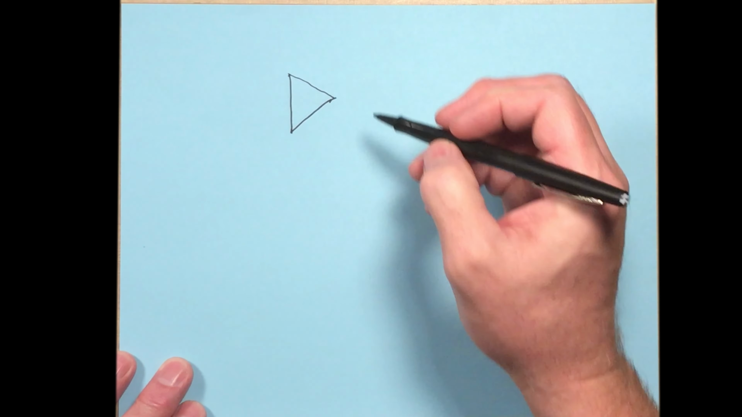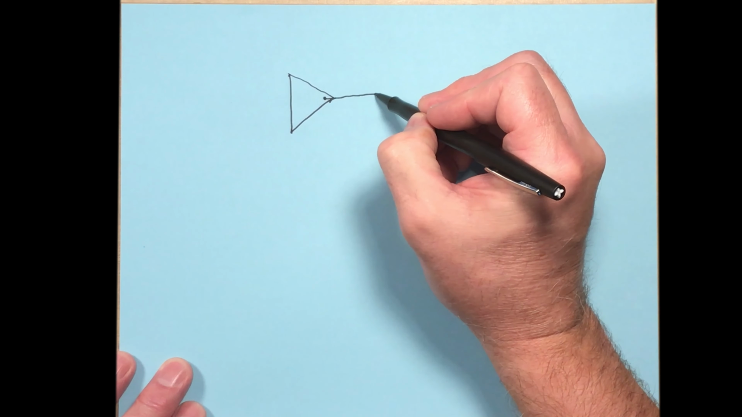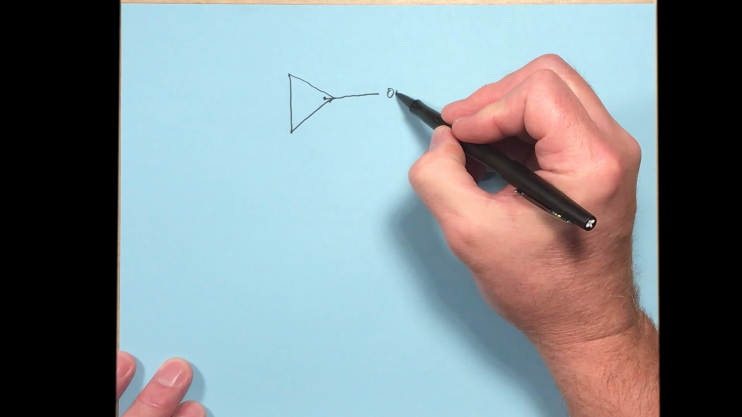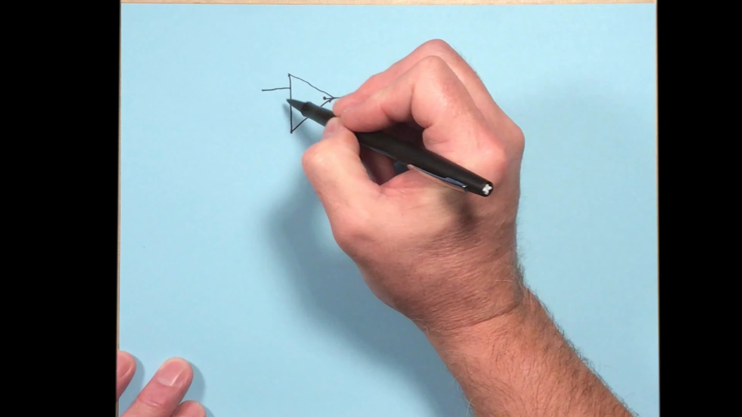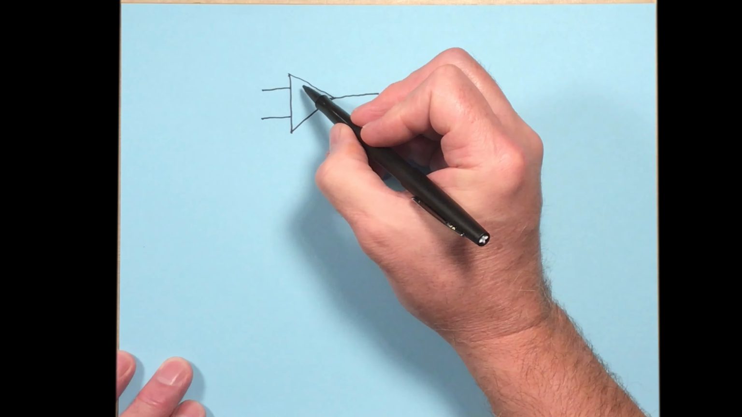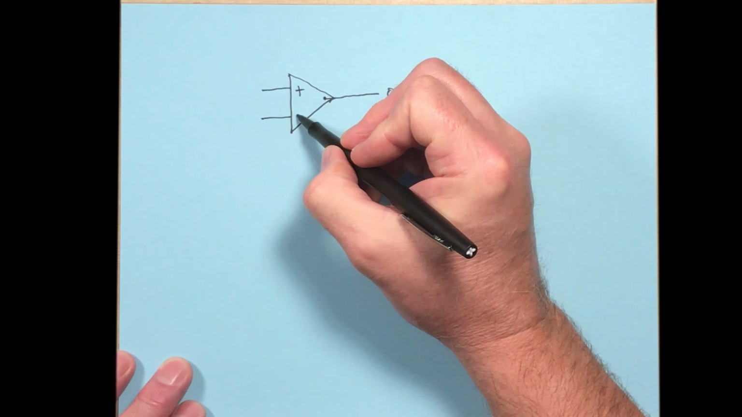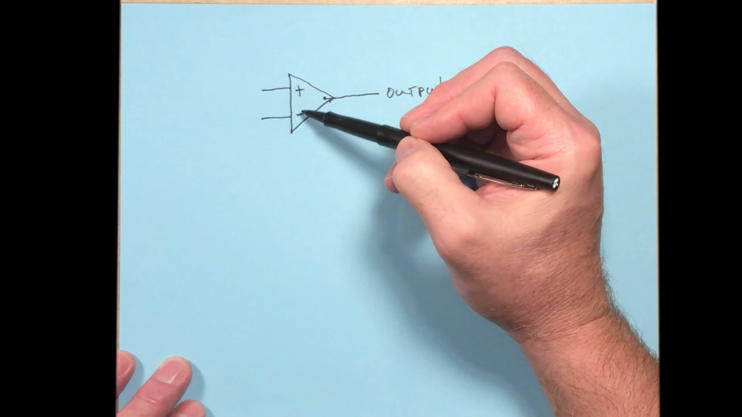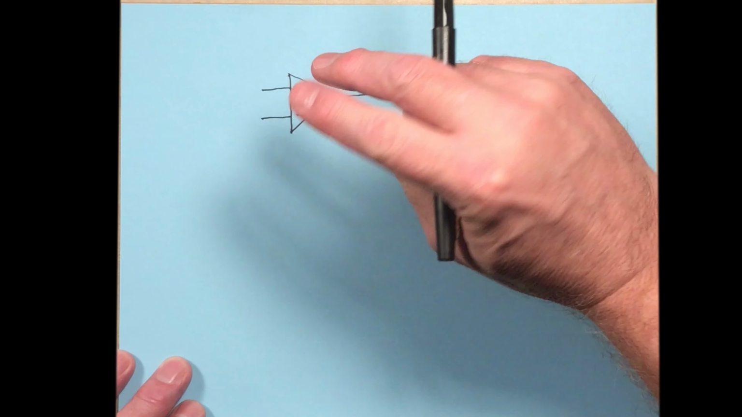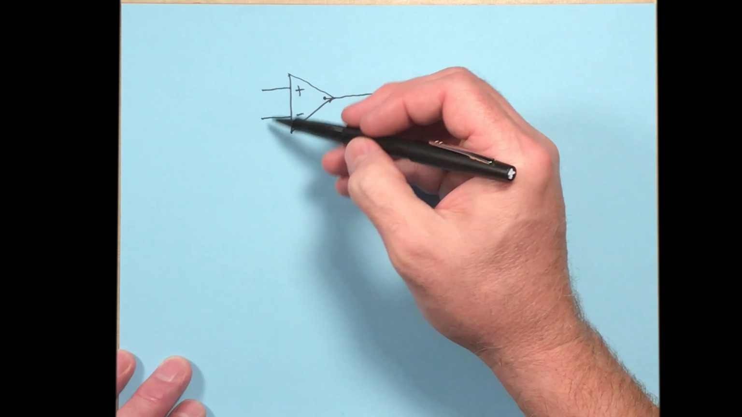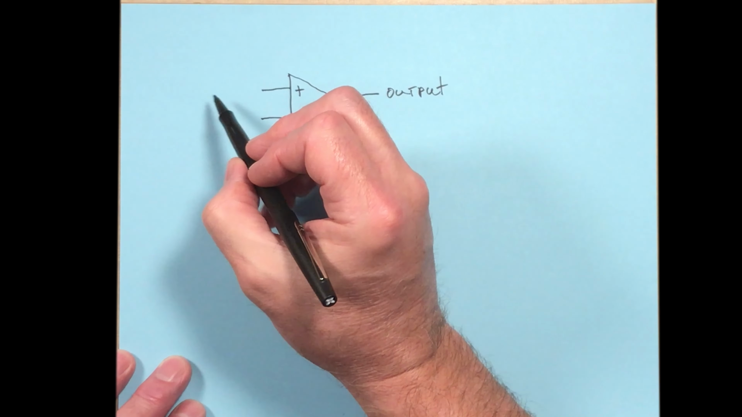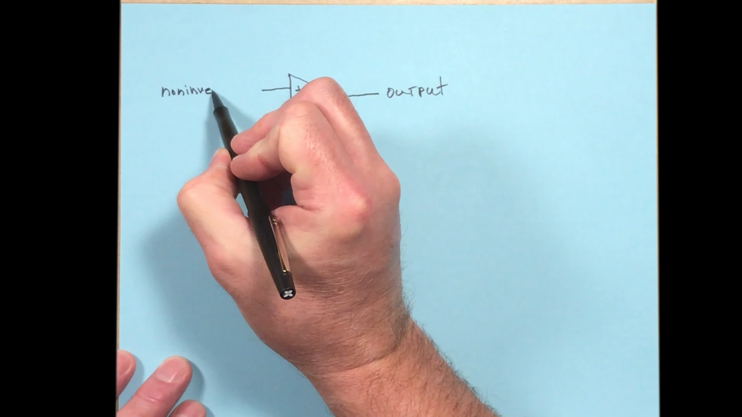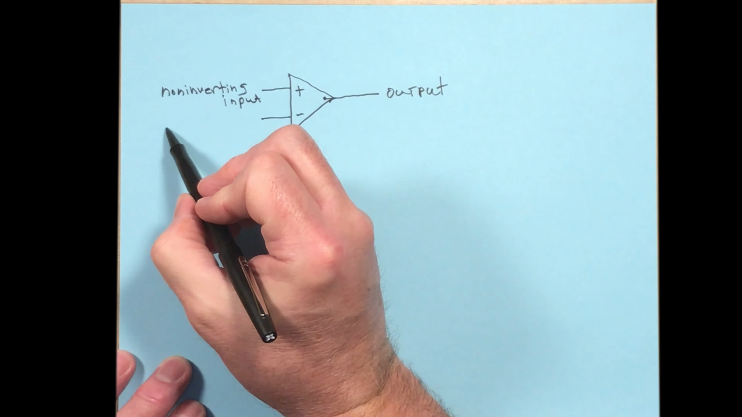It's a triangle. The output goes this way. So this is the output. And then these are the 2 inputs. One is the non-inverting, the other is the inverting. And they're drawn with a plus minus this way, but that doesn't always apply. Those could be switched. So there's no standard for that. So this is the non-inverting input, and this is the inverting input.